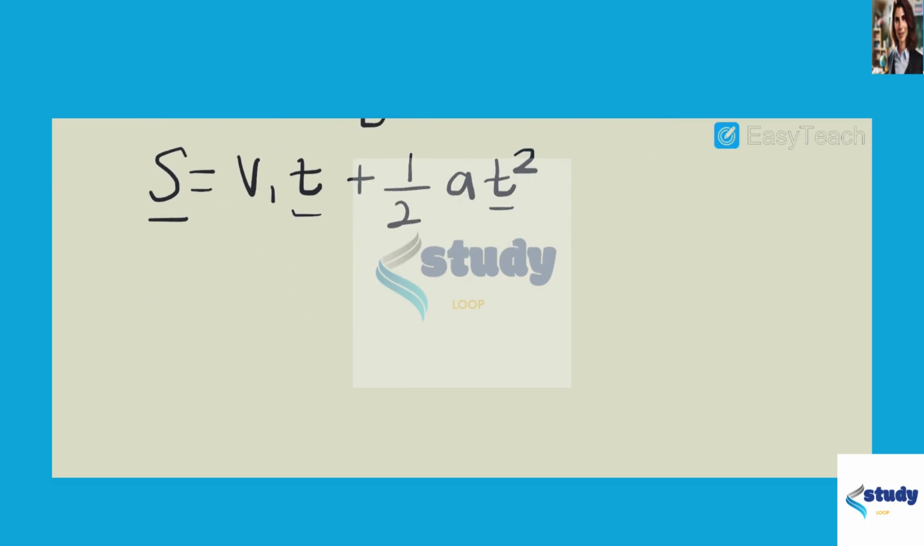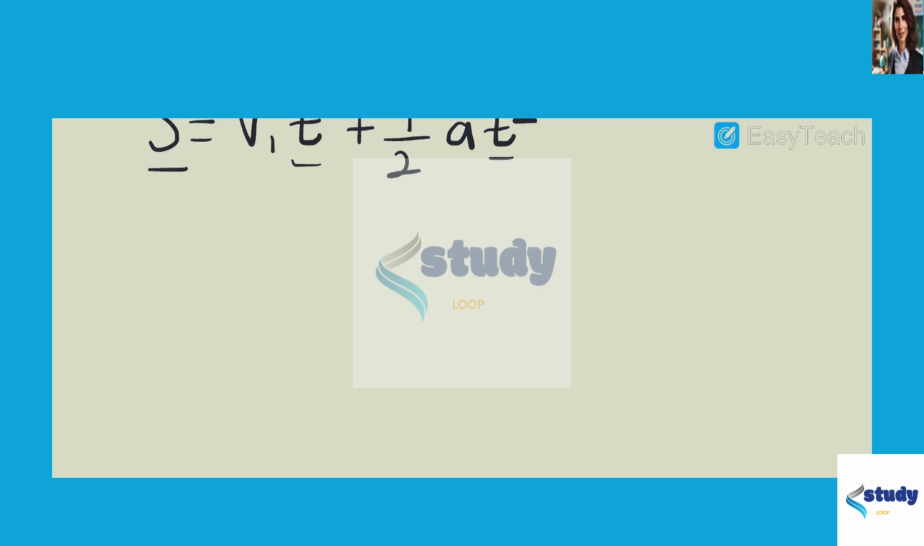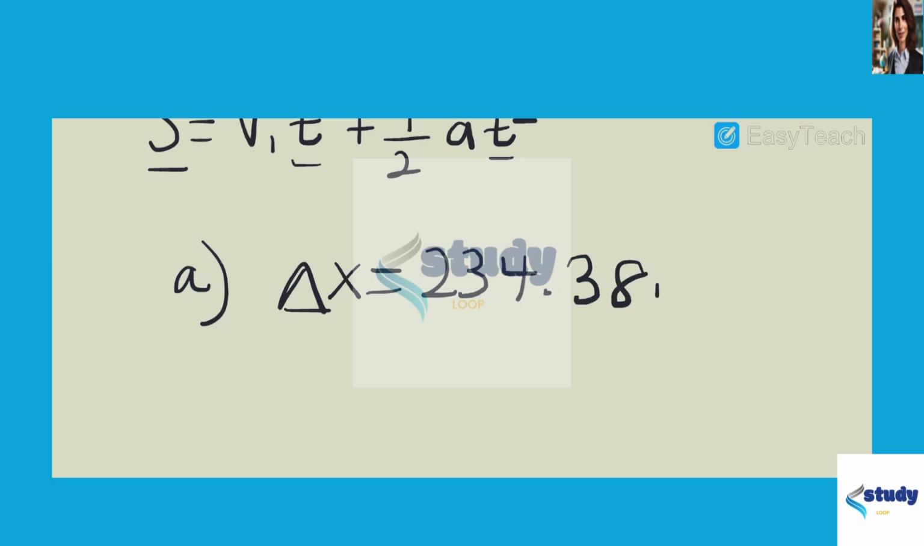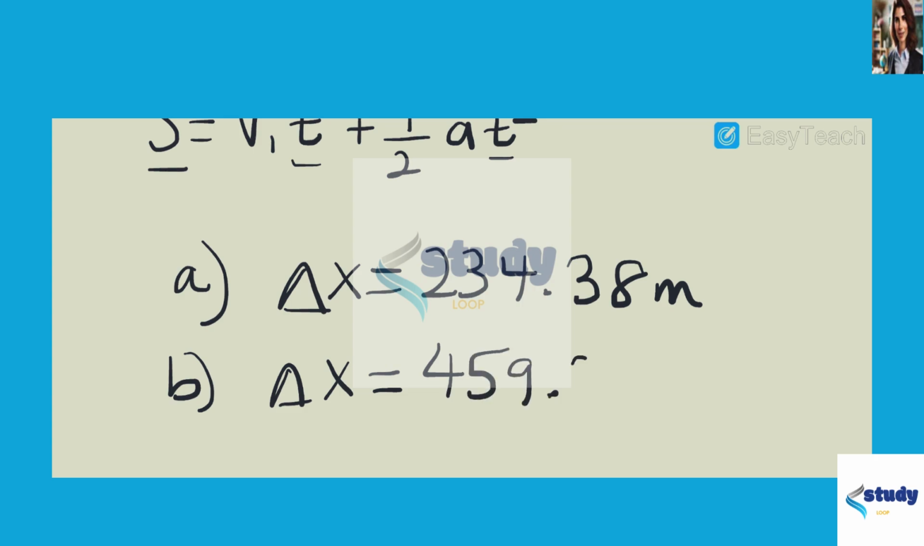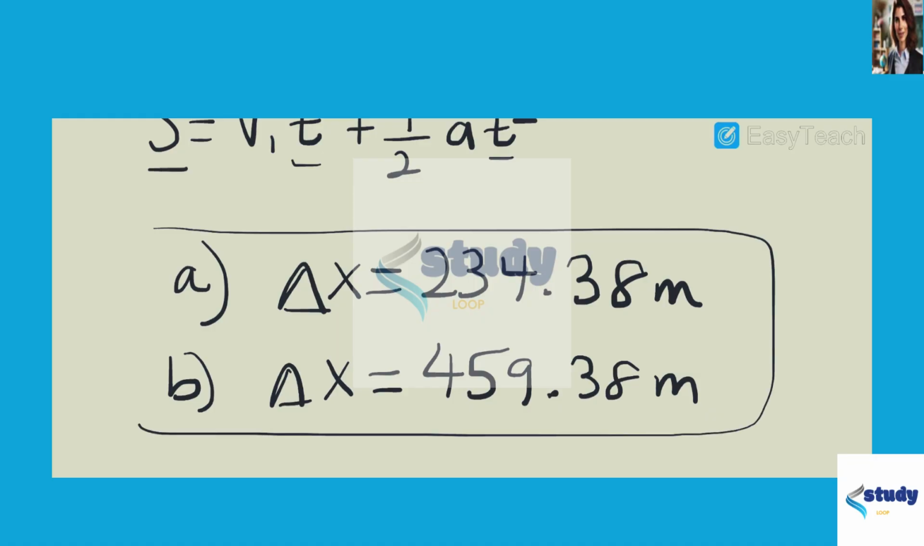And after doing the plug and chug, we see that for case 1, when we're going from 36 kilometers per hour to 54 kilometers per hour, the delta x is equal to 234.38 meters. And the situation where we're going from 54 kilometers per hour to 72 kilometers per hour, the delta x is 459.38 meters. And that is our final answer.